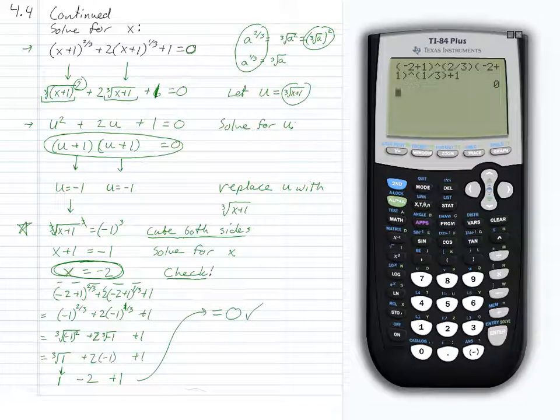First, we identify what we can replace with u and what we can replace with u squared to turn our equation into something that looks quadratic. Then we solve for that stand-in variable, and then we unreplace. We plug the variable that we care about back in and solve from there.